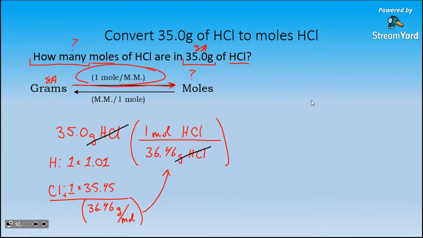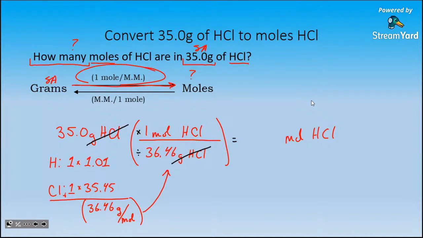Verify that my units cancel out properly. So grams cancel, and that is going to give me moles of HCl. And then I can do my math, multiply by my numerator, divide by the denominator, and notice if it takes 36 grams to get me 1 mole and I only have 35, I'm again going to expect an answer that is slightly less than 1.